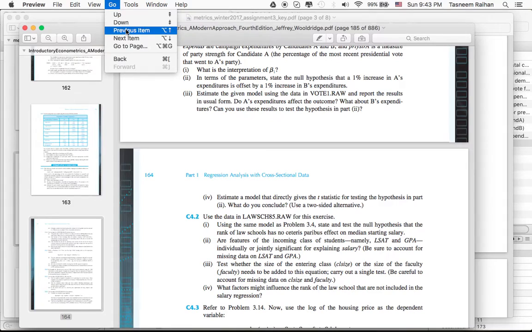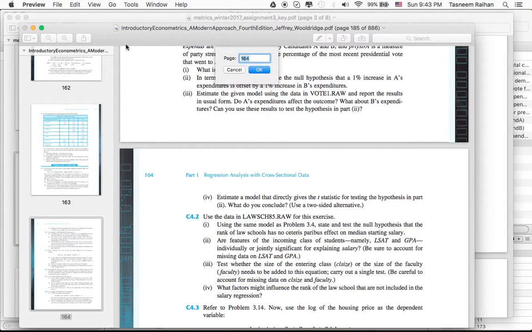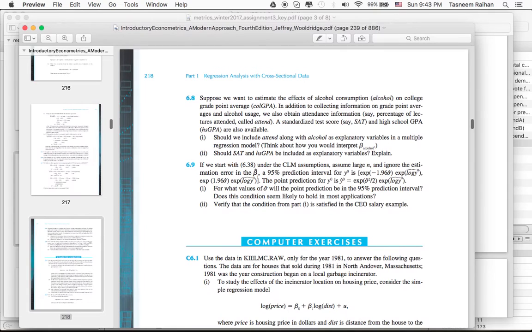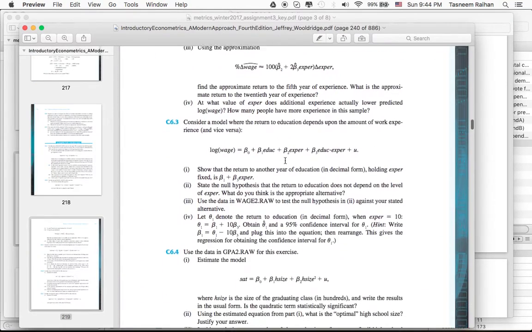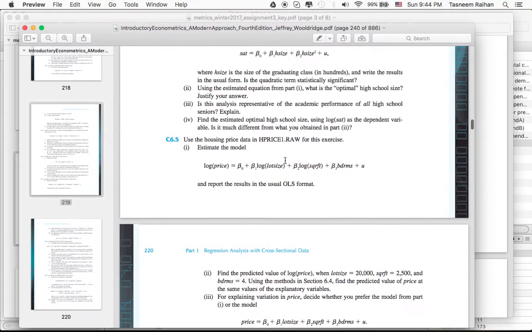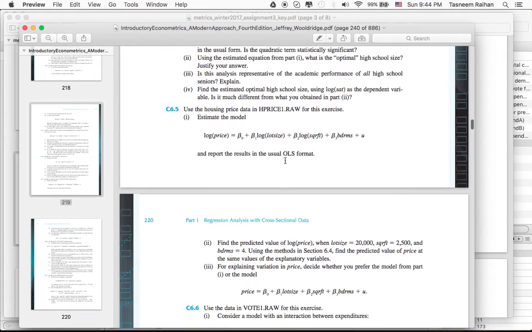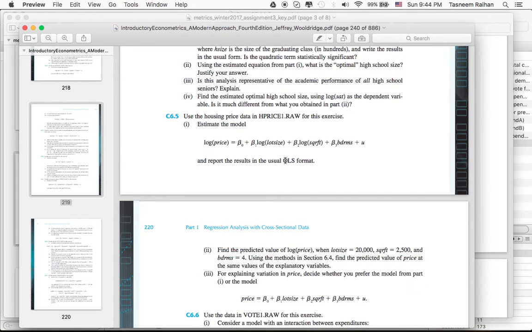Go to page 18. Here we go. So we want to work on computer exercise number 5. Let's scroll down to find this. Here we go. So what we have is: use the housing price data in hprice1.raw for this exercise. Estimate the model.